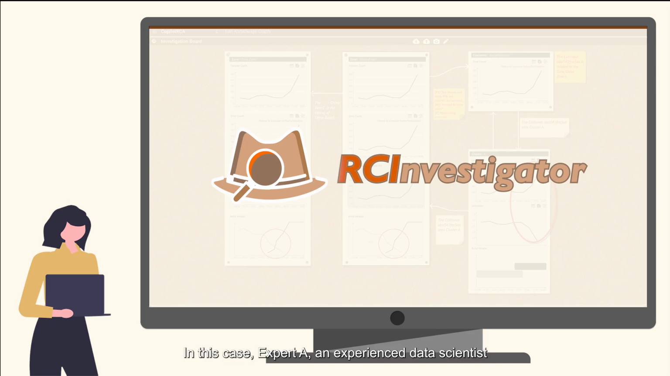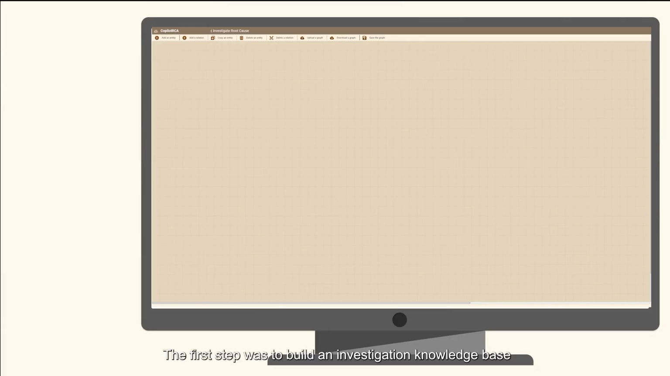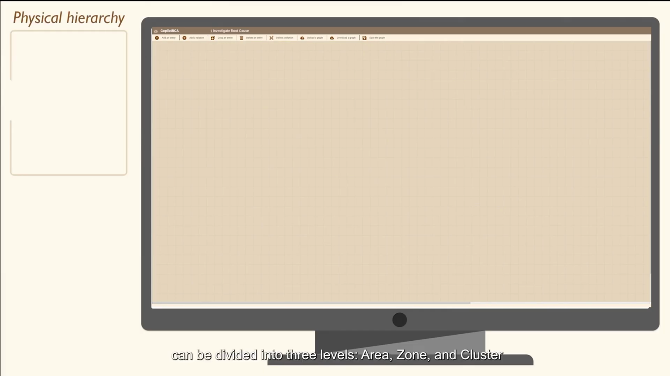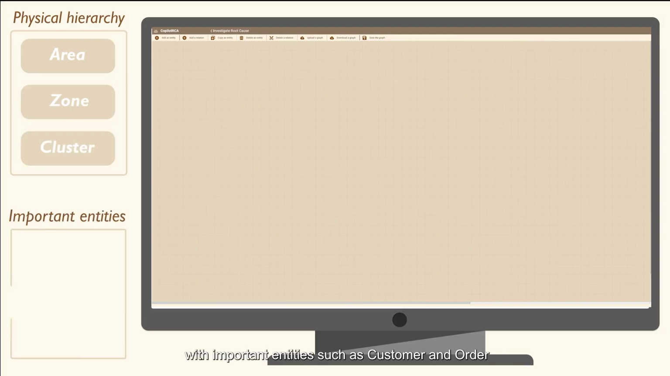In this case, Expert A, an experienced data scientist, investigated the root cause of recent incidents in Area 1. The first step was to build an investigation knowledge base. In the cloud computing system, the physical structure can be divided into 3 levels: area, zone, and cluster, with important entities such as customer and order.